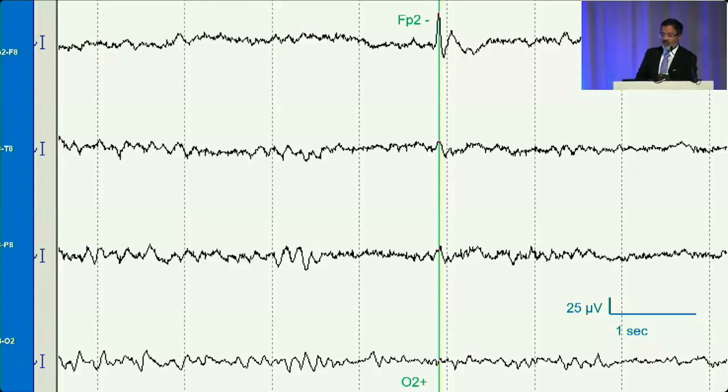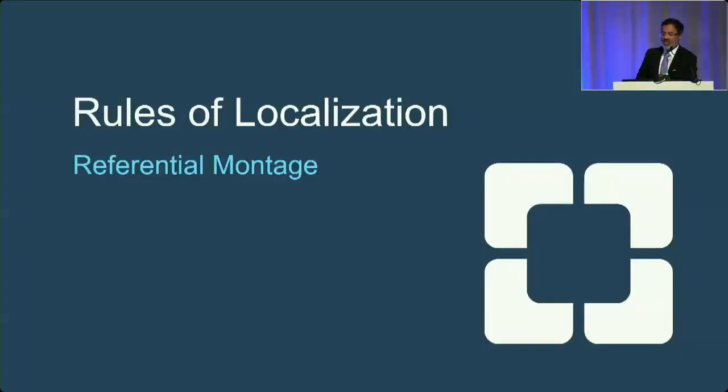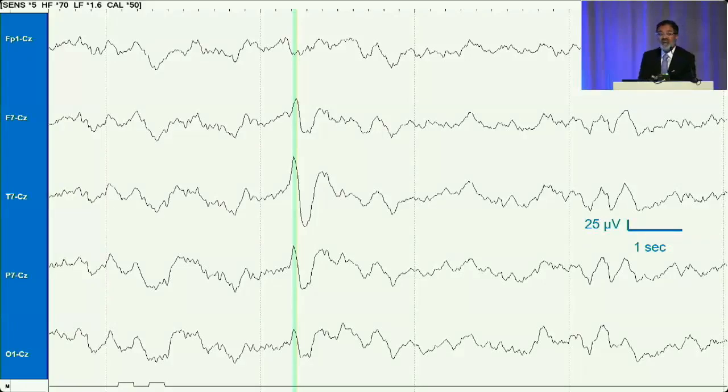All right, so let's move over to rules of localization using a referential montage. Much simpler. As long as the reference is not involved, and there is no phase reversal, then the electrode that shows the maximum deflection is where the maximum is. If the reference is contaminated or involved, then you will have a phase reversal in a referential montage, and you cannot necessarily use that as the information for maximum negativity.